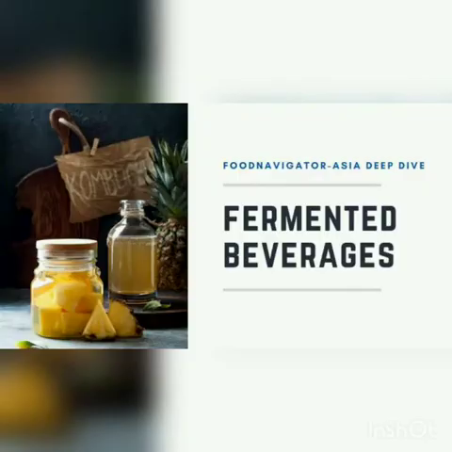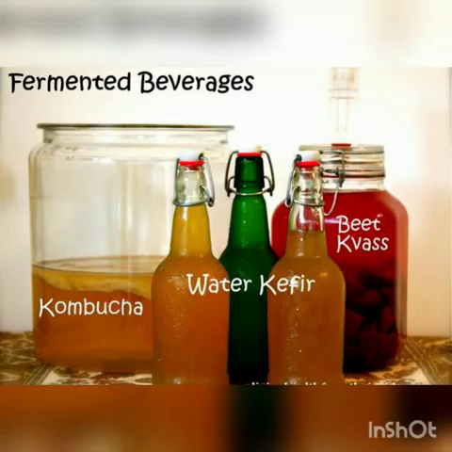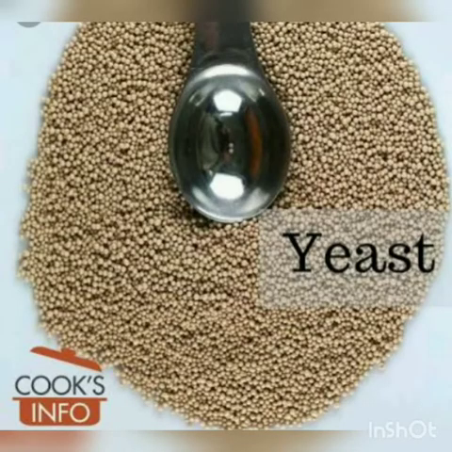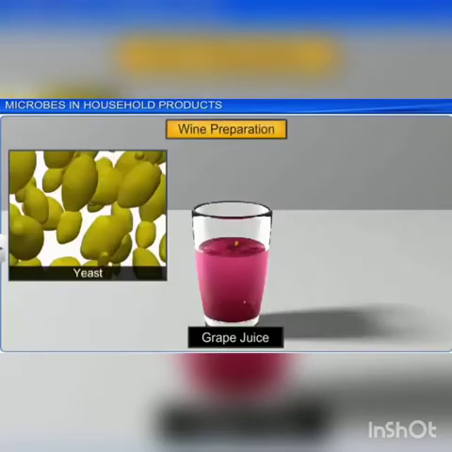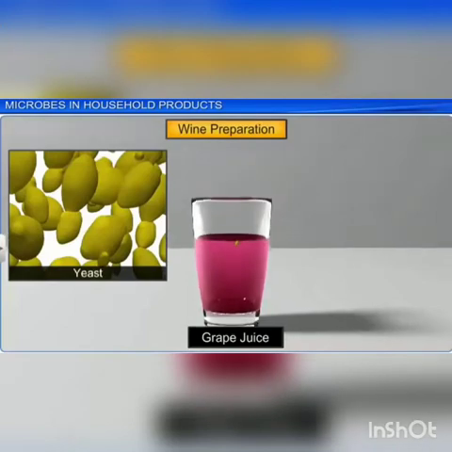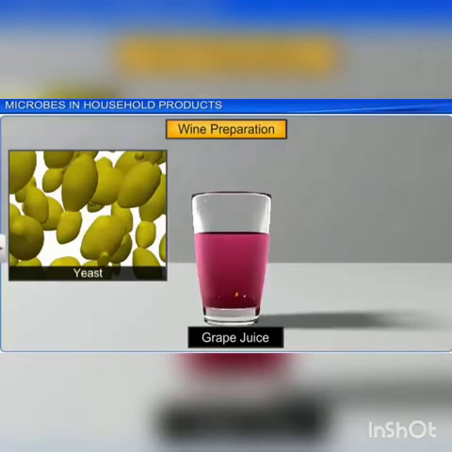Next, we want to look at fermented beverages. Microbes, especially yeast, have been used from time immemorial for the production of beverages like wine, beer, whiskey, brandy, and rum. Wine is among the oldest alcoholic beverages known and is produced by the fermentation of fruit juice by yeast.